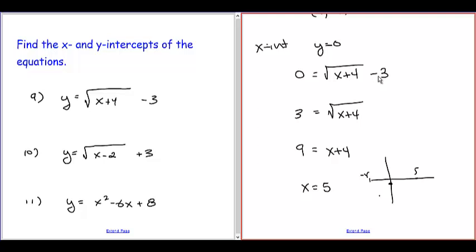and the y value here would be negative 3. So let's do that. When x equals negative 4, this goes to 0, you get y equals negative 3, so that's that point. When x is equal to 0, you get y equals negative 1, and when y equals 0, you get x equals 5. And the function looks something like that.